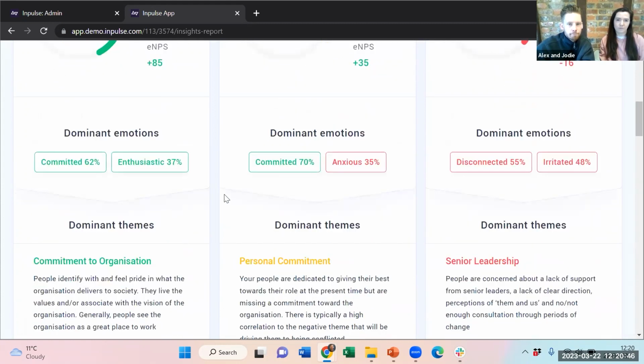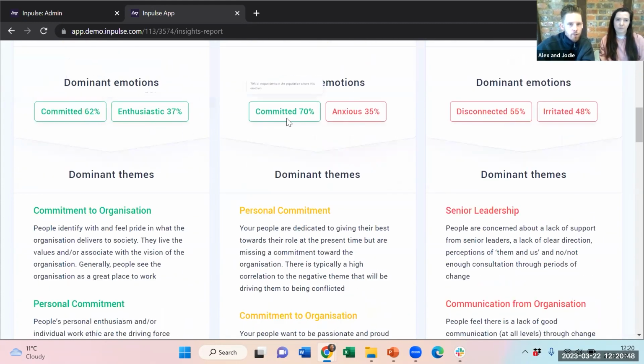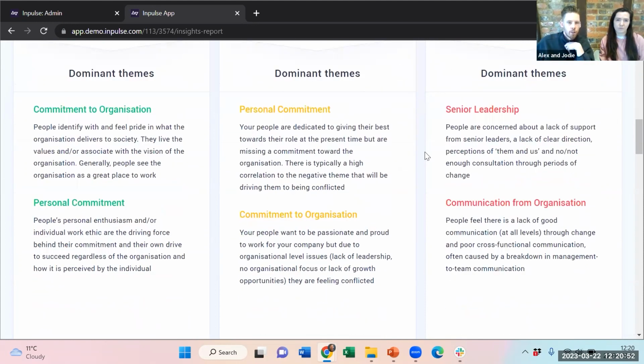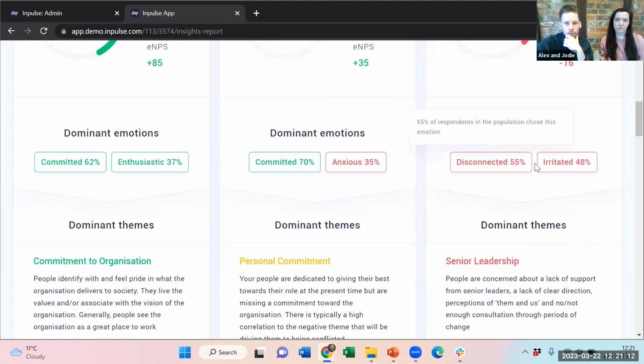If I scroll down, I can then see the dominant emotions behind these three populations. And as we've already talked about, Jodie mentioned the themes, the why behind this. This is so important in terms of how we're actually going to take action off the back of this. If we don't understand why people feel that way, then we can't have the conversation and actually make the change required. And so I can see here why people are feeling negative. It's really around lack of support and direction from senior leadership, and then alongside that, poor communication from the organization as well, which is causing me to feel disconnected and irritated.